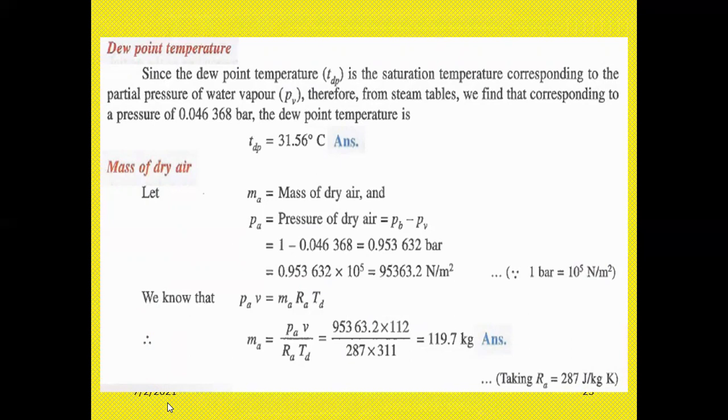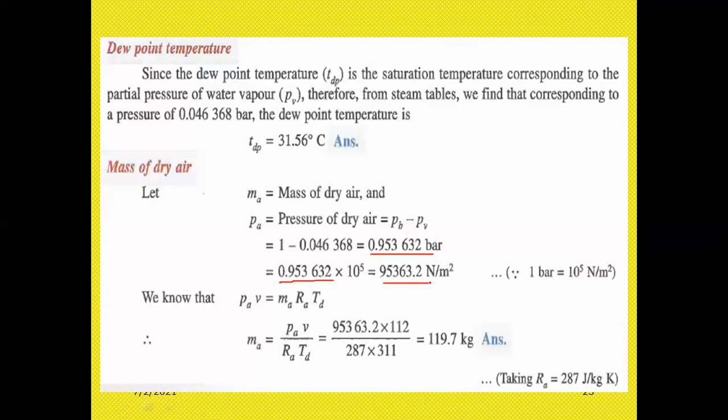let MA is equal to the mass of the dry air, PD is equal to the pressure of the dry air, PB minus PV. That implies 1 minus 0.046368, that is equal to 0.953632. Therefore, 0.953632 into 10 to the power of 5 is equal to 95363.2. Here, 1 bar is equal to 10 to the power of 5 Newton per meter square.